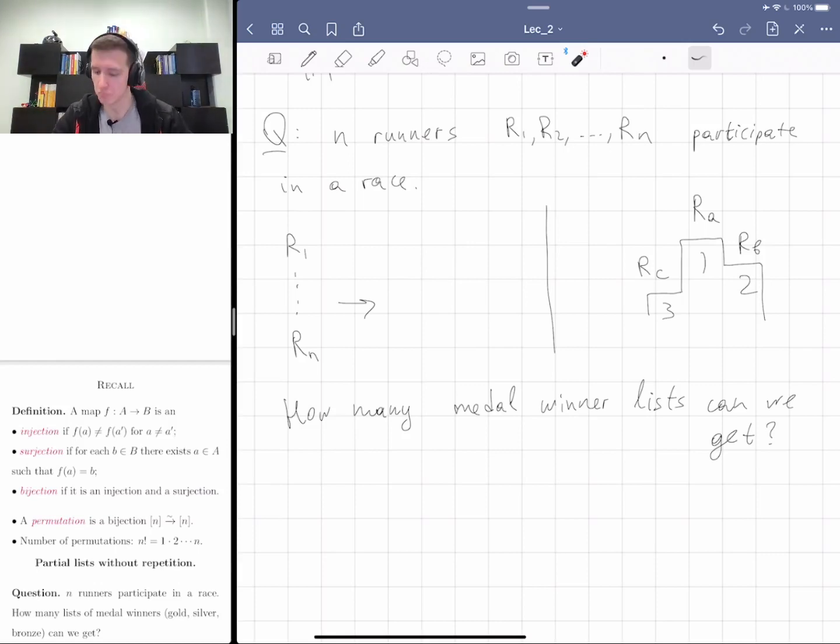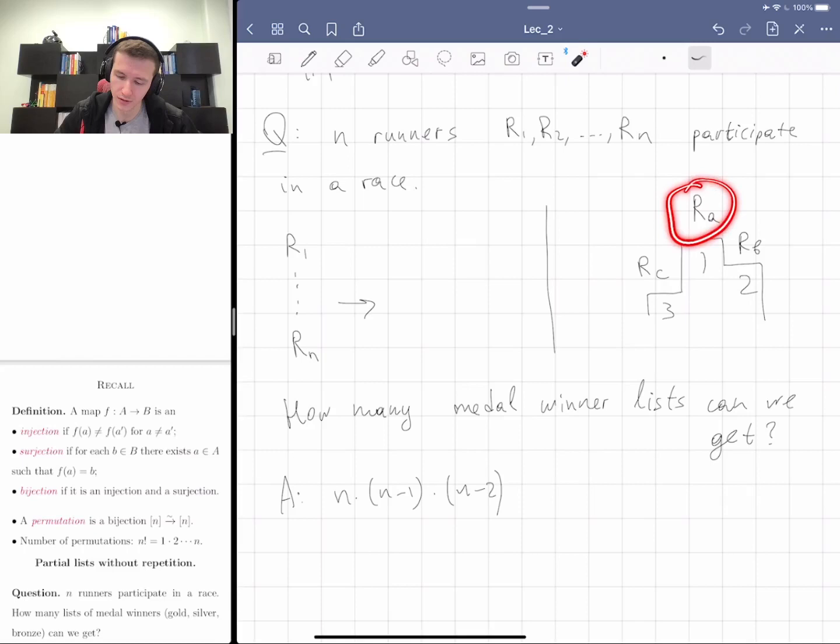Any ideas? What's the answer going to be? Okay, thank you. N times n minus 1. The answer is n times n minus 1 times n minus 2. For the gold medal winner, anybody can get the gold medal, so that's n options for R sub A. One person cannot win both the gold and the silver medal, so there are n minus 1 options for R sub B and n minus 2 options for R sub C.